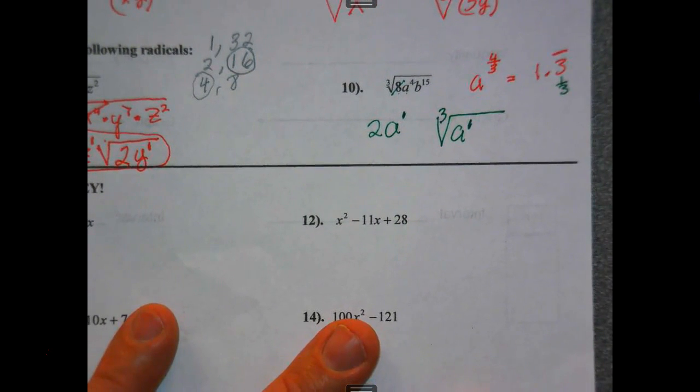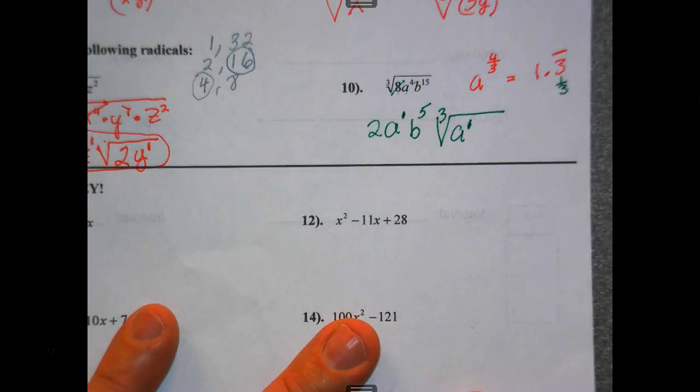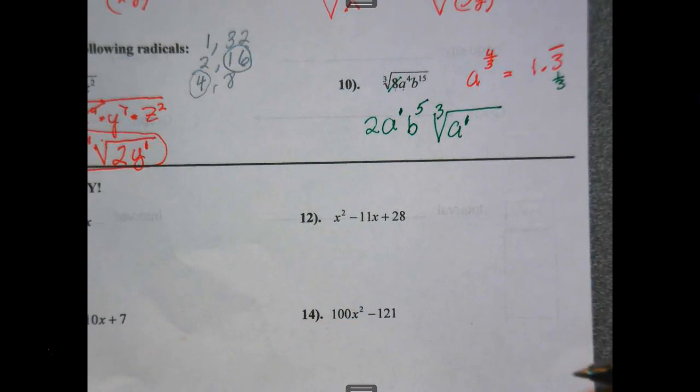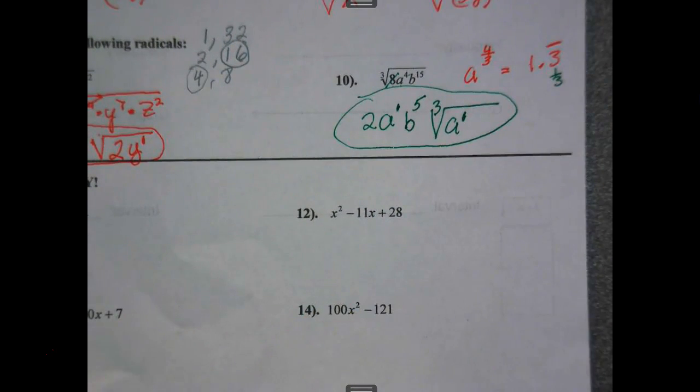Let's see, cube, that's my 3, a to the 1st. All right, b to the 15 divided by 3. It's a whole number, right? 15 divided by 3 is 5. I don't have anything left over. It's my answer.